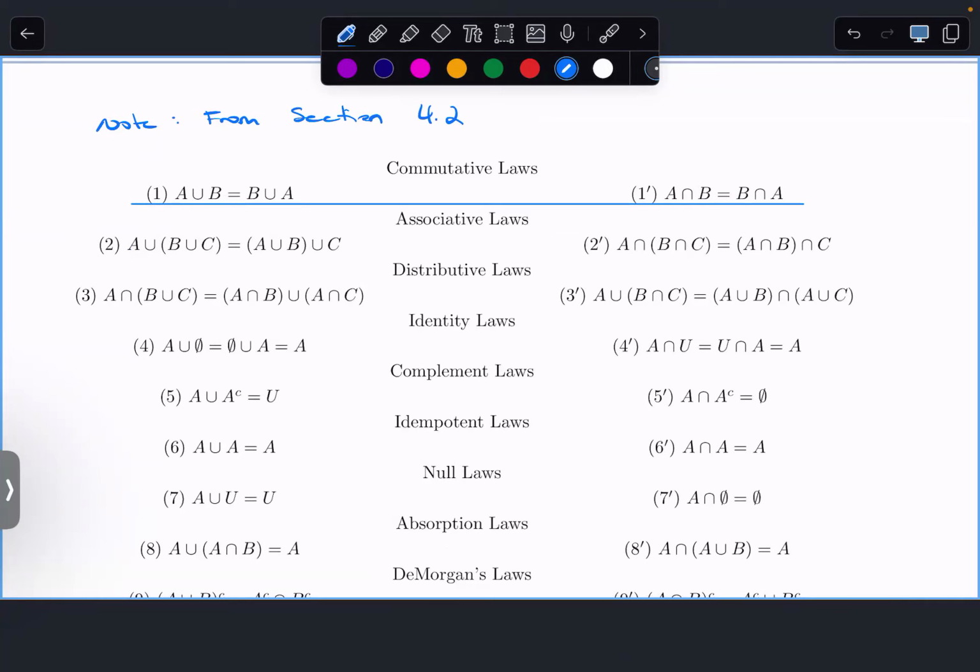And so we're not doing chapter 4. But you do need to see these laws, and so here we go. So these laws, some of the laws are obvious, like A or B is the same as B or A, right? On the flip side, you have the same thing but for and, right? A and B is the same as B and A.